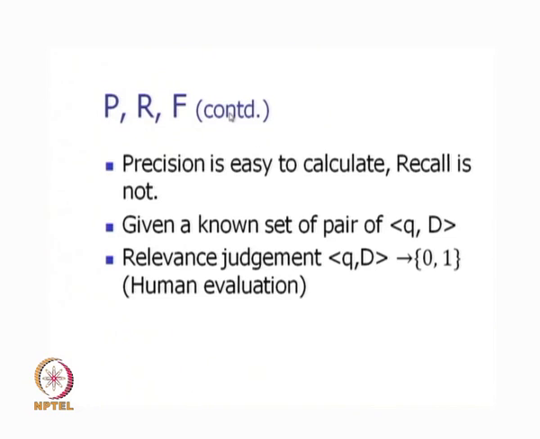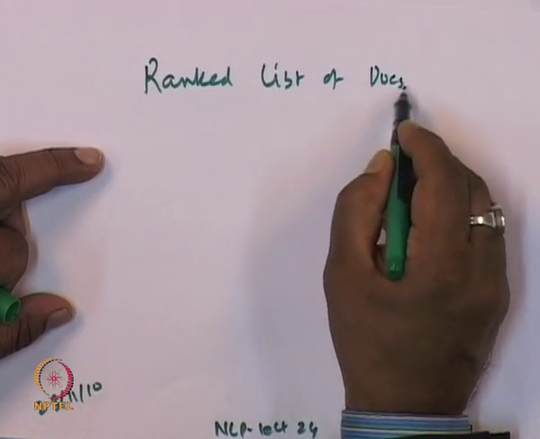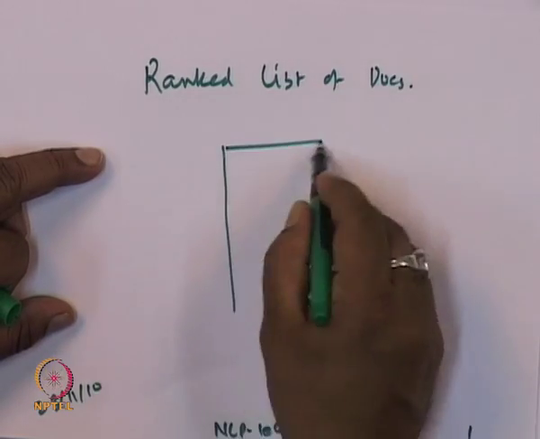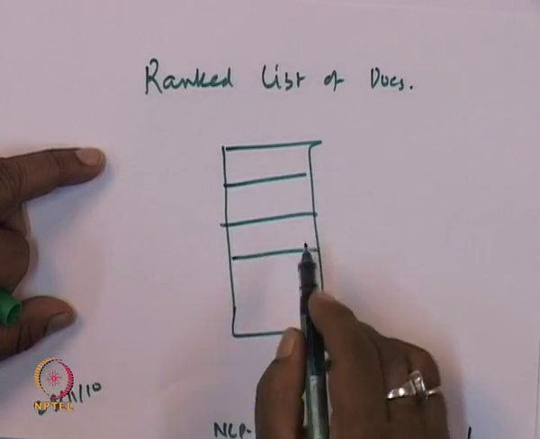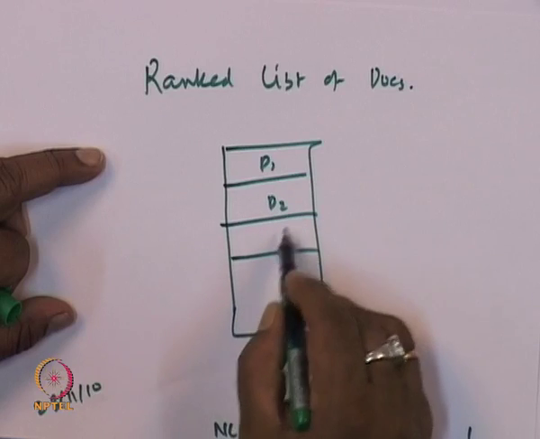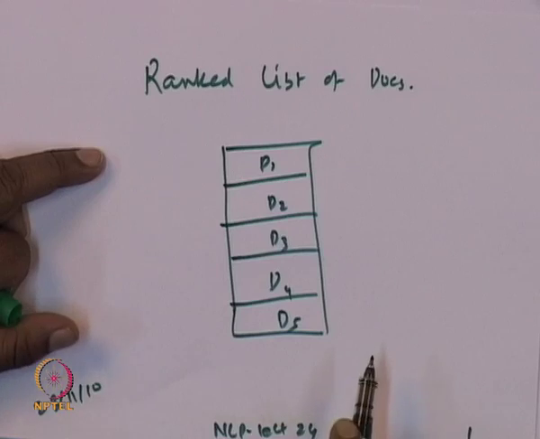Normally, what is done is shown here. I would like to draw a picture. So, we have the ranked list of docs, and here are the documents D1, D2, D3, D4 and D5.